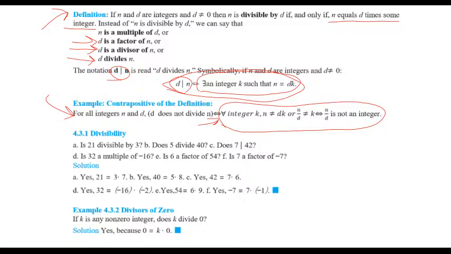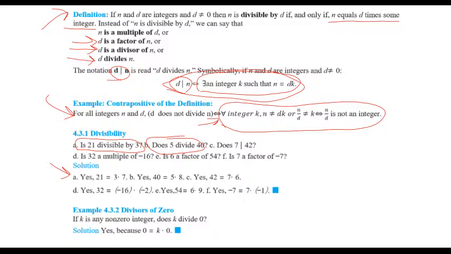Okay, so as an example, let's consider the following statements, and let's verify that first, 21 is divisible by 3. Here is how we verify it. We say yes, because 21 is equal to 3 times 7. So there is an integer k such that 21 is equal to 3 times k, and we are done with the proof. The second one is, does 5 divide 40? Yes, because 40 is equal to 5 times 8. So 8 is that integer that exists.